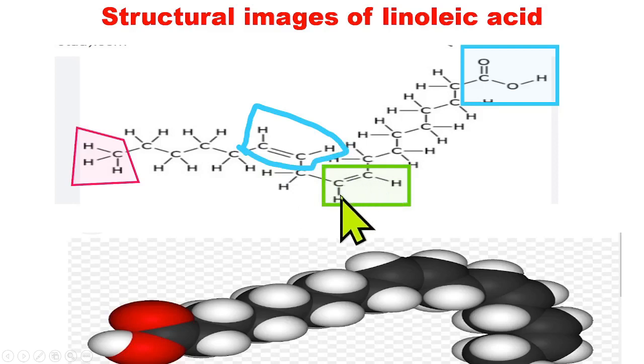Here at the 9th and 10th carbon, the 2 carbons are on the same side. Both are on the same side, and this second double bond is also on the same side of the 2 carbons at the double bond. So this fatty acid contains cis configuration, both are in cis and cis configuration.